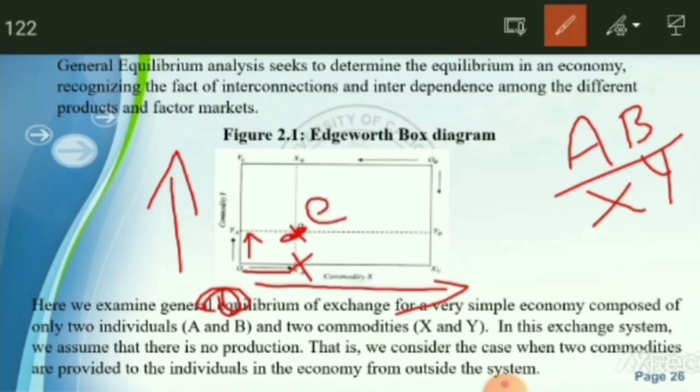So what is the assumption here? That means what is the general truth here? In this situation, the same situation, we can calculate the same product exchange from the point of view of the person B.